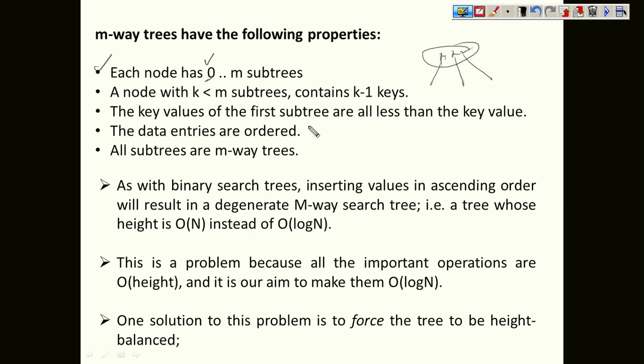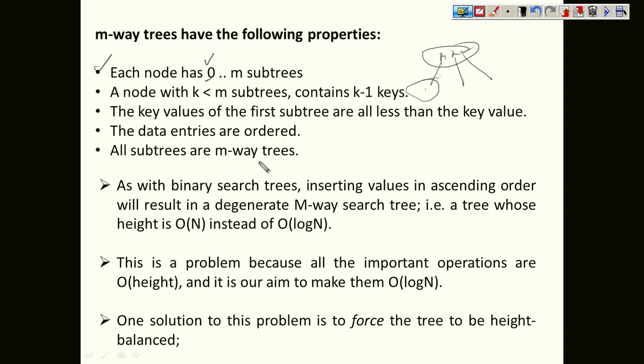The key values of the first subtree are all less than the key values of the node. Because this is an ordered tree, the values are placed in such a way that the left tree will always be less than the key values at the root. So whatever values are in the first subtree will all be less than the very first value of this node. The data entries are ordered. Yes, this also follows the order property.